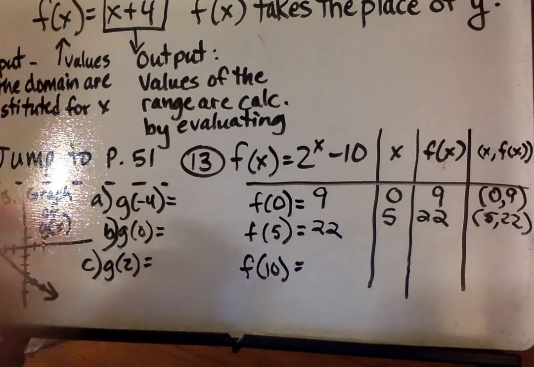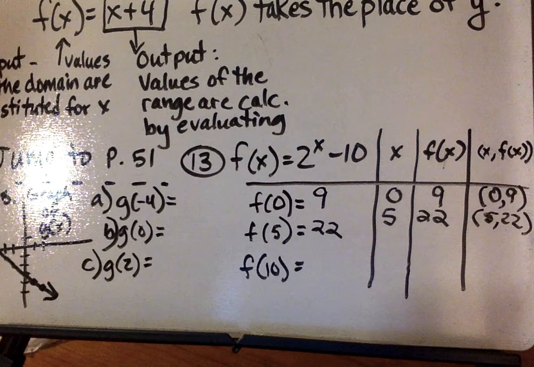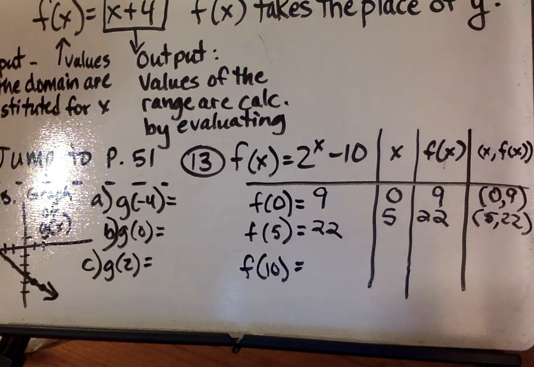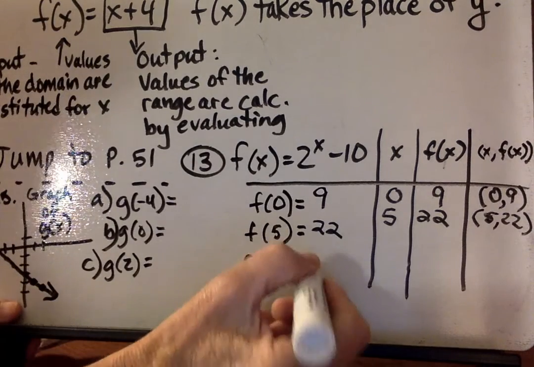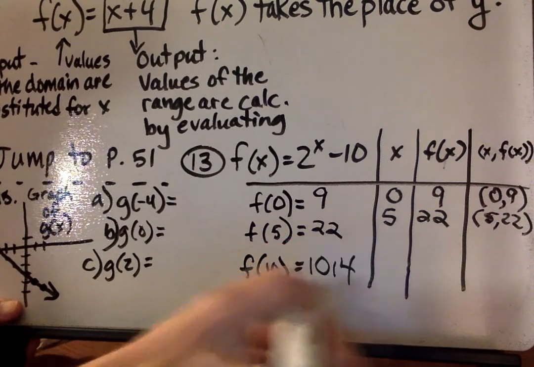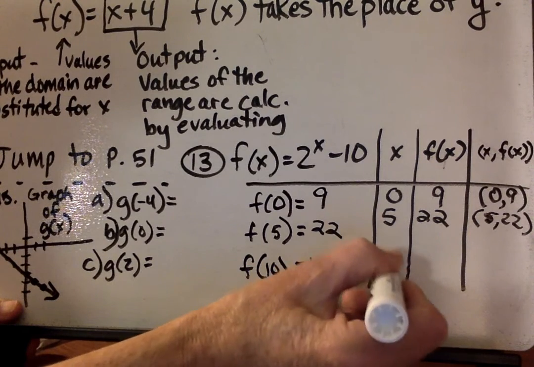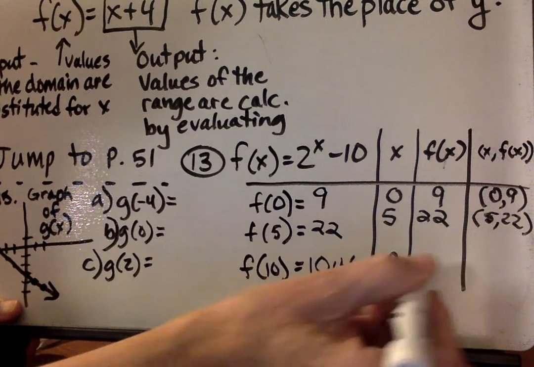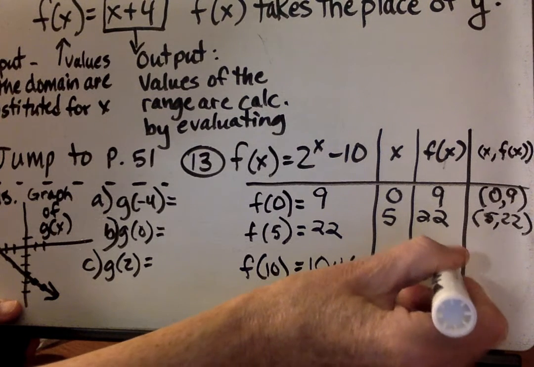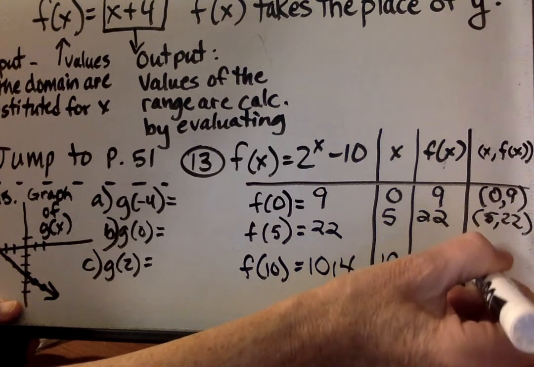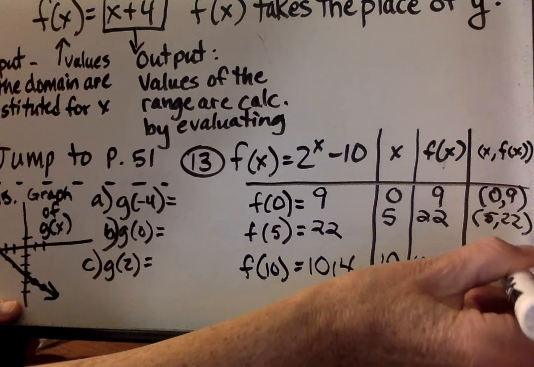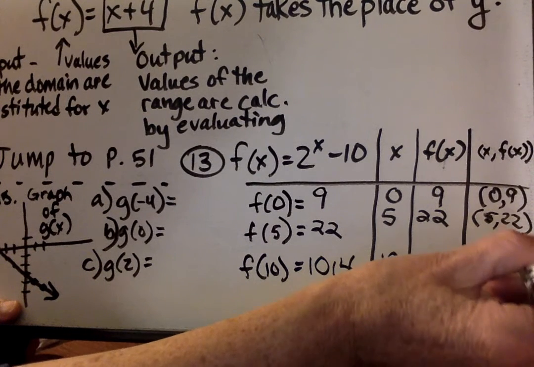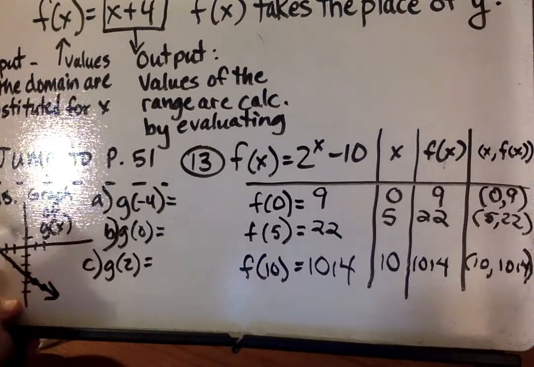Okay, the next thing, f of 10, 2 to the 10th power. I think that's going to be a huge number. So I go 2 to the 10 equals, oh, it's not too bad, 1,024. And then I go minus 10. It's 1,014. So our x value is 10, and our f of x is 1,014. So our ordered pair is (10, 1014) with parentheses. Hopefully you can read that.